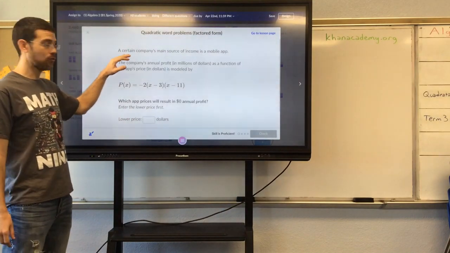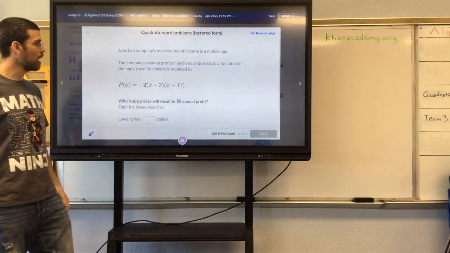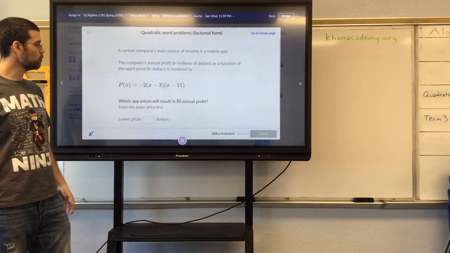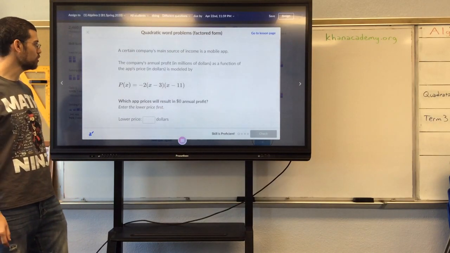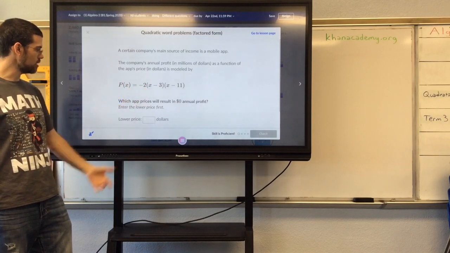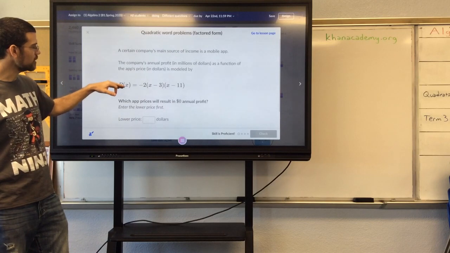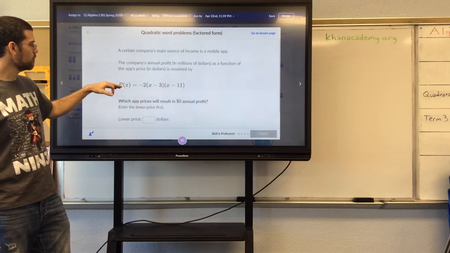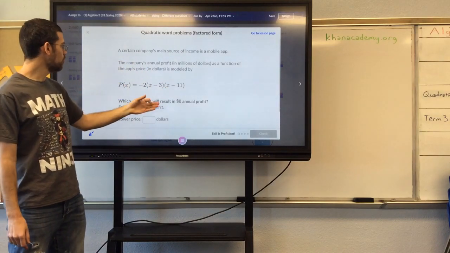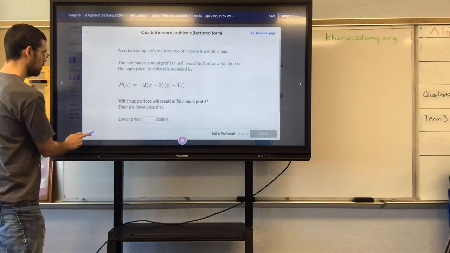So here's the first question. A certain company's main source of income is a mobile app. The company's annual profit in millions of dollars as a function of the app's price in dollars is modeled by this equation. So profit, P of X, in millions of dollars is a function of the price, X, in dollars. Okay?